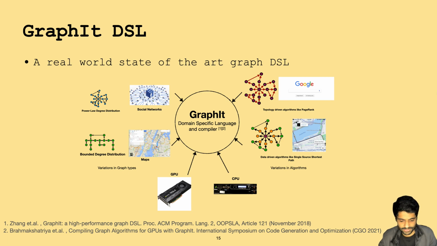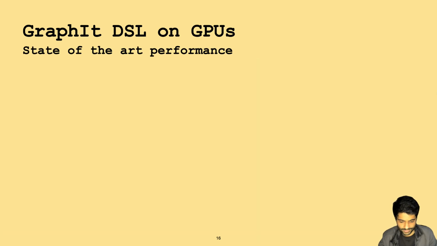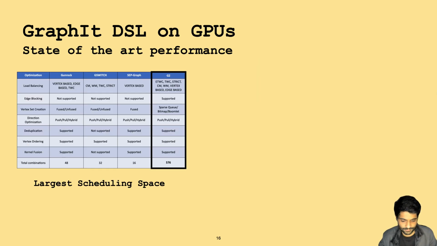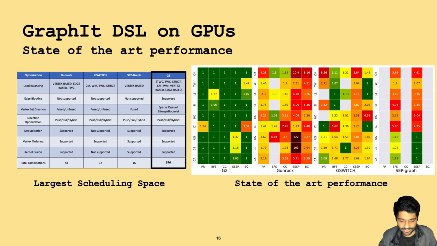Not only this, the GraphIt DSL supports generating code for a variety of architectures including CPUs, GPUs, and some upcoming hardware like many-core and task-based parallel architectures like Swarm. Just on the GPU architecture, the GraphIt DSL provides scheduling options for load balancing, vertex set representation, direction optimization, edge blocking, kernel fusion, deduplication, and vertex set ordering. These options combined produce the largest optimization space of any graph framework, letting the compiler generate up to 576 variations for any input program. Naturally, the performance of the CUDA code generated by GraphIt is the current state of the art for any single GPU system.